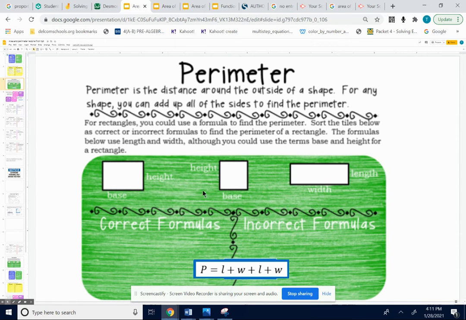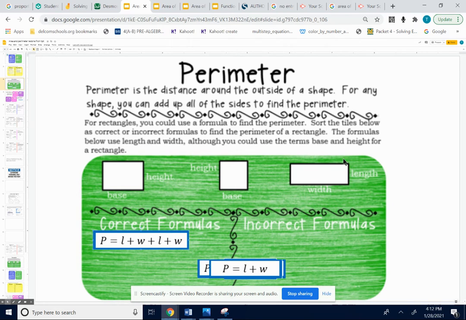What they're talking about here is rectangles. You could think of a rectangle as having a length and a width, or as having a base and a height. They want you to think about which of these would work as a formula for the perimeter. The correct ones and incorrect ones. Perimeter equals length plus width plus length plus width. That would be correct, because you take the length plus the width plus another length plus another width.